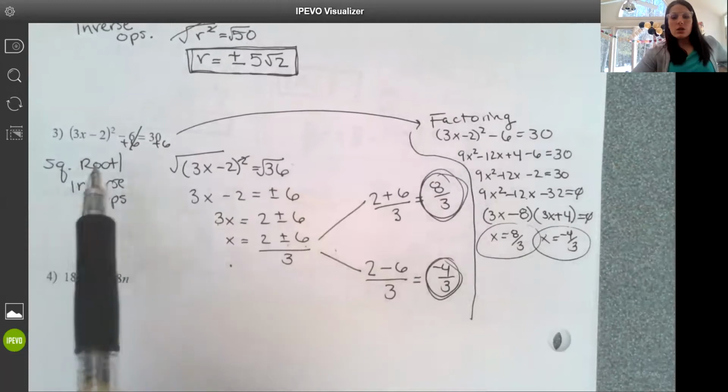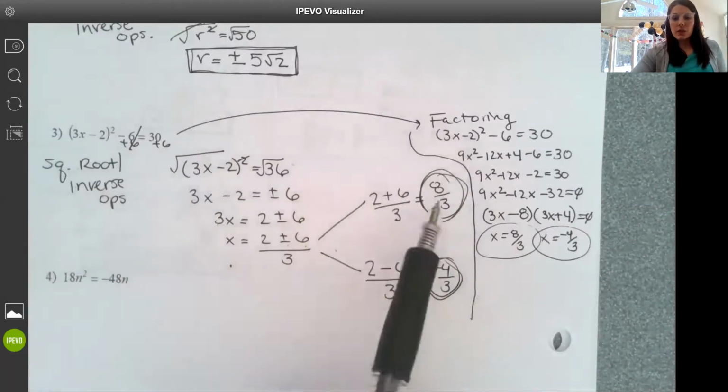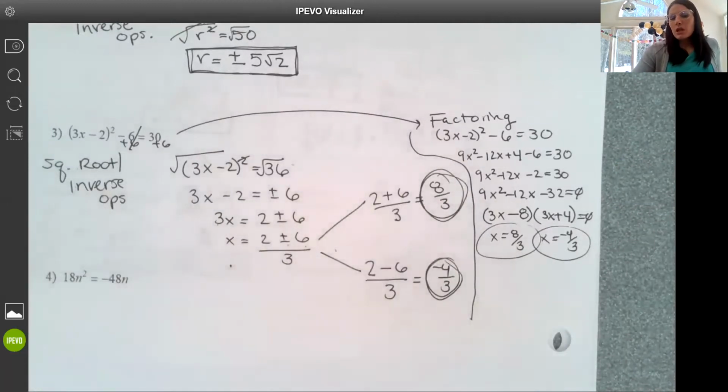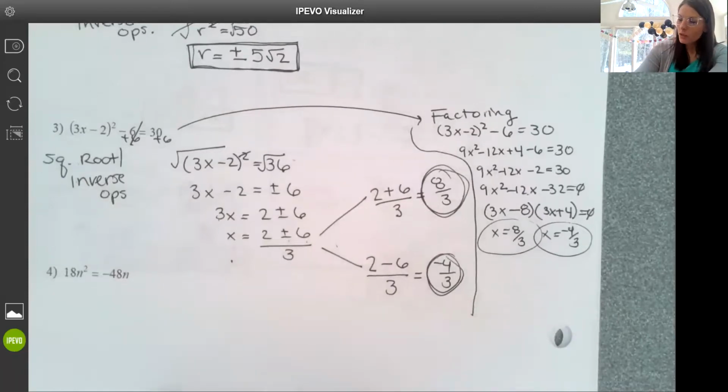This is a little more efficient because I don't have to expand things out. But I mean, debatable. If you're really good at factoring, that was pretty quick as well. Okay, so two different ways I could have solved that one.